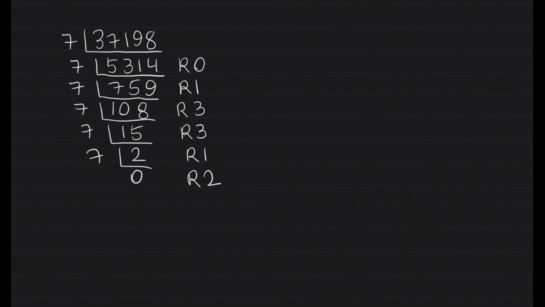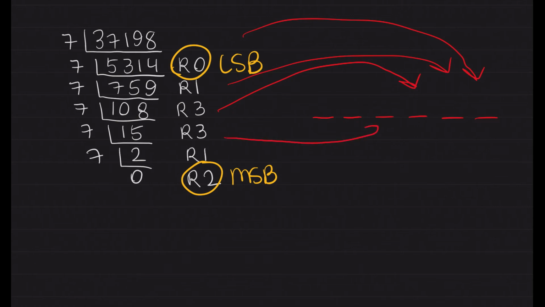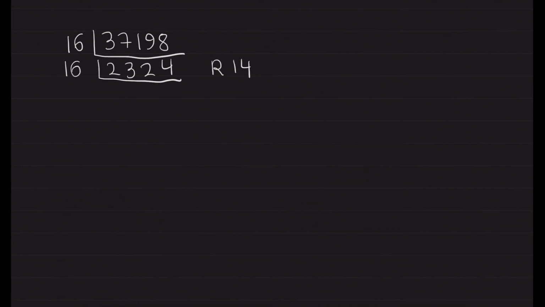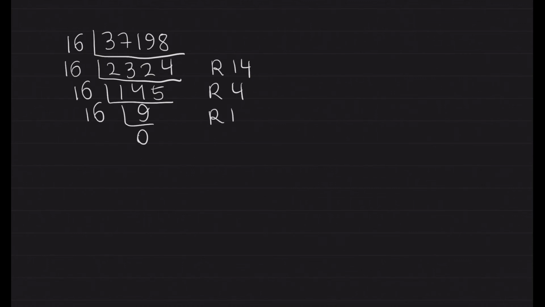We have a quotient of 0, so now we can stop. Identify the LSB, identify the MSB. Our solution becomes 2, 1, 3, 3, 1, 0 in base 7. Thankfully, that was a lot fewer division steps. Lastly, let's convert to hex. Again, we divide by the base. So 37,198 divided by 16 is 2,324 with a remainder of 14. Divide by 16, we get 145 with a remainder of 4. Divide by 16, we get 9 with a remainder of 1. Divide by 16, we get 0 with a remainder of 9.